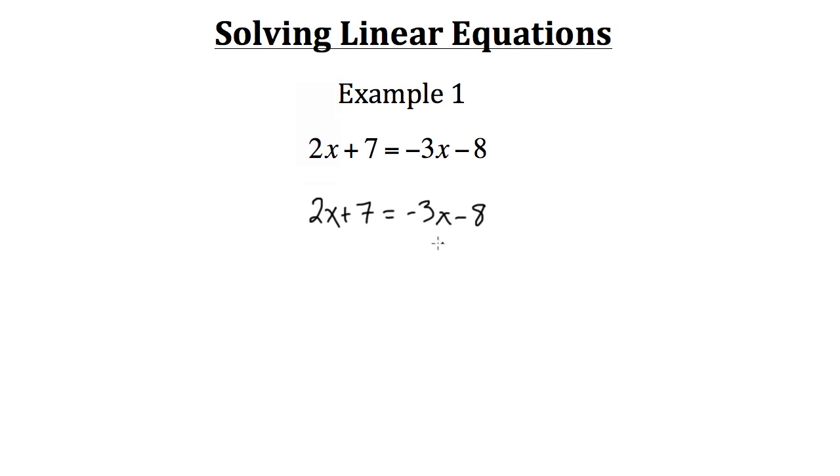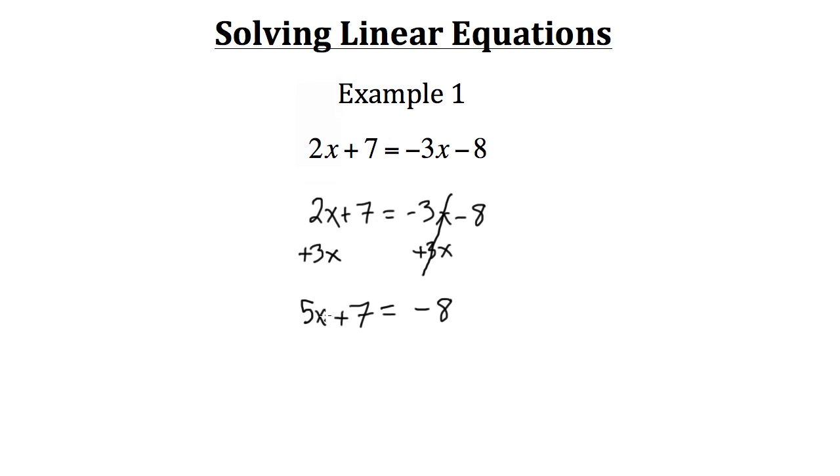Since it doesn't matter which side the variable goes on, let's move the negative 3x over here to the left side. Since it's a negative 3x, we want to add the 3x, which causes it to cancel out on this side. But we need to do the same thing to the other side, so plus 3x over on this side as well. Now we have 2x plus 3x. This is like combining like terms. So 2x plus 3x is going to give us a 5x, and then we still have the plus 7. And then we're just left with the negative 8 over here.